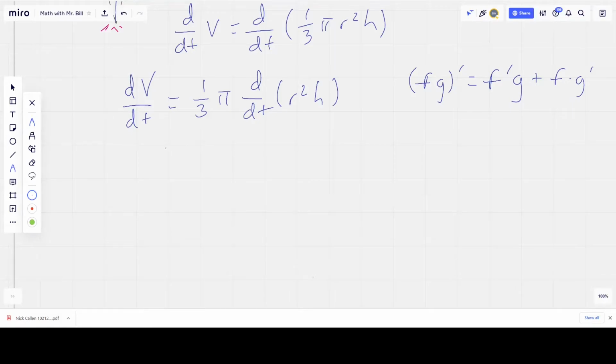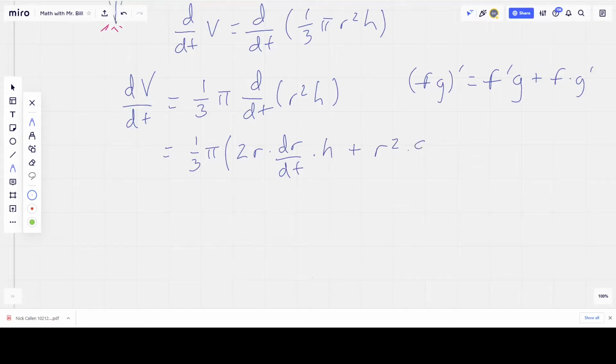So let's start this off here. So we get 1/3 pi. And then we take the derivative of the first term. We take the derivative of r squared. So using the power rule, the 2 comes down front, leaving the r alone. And then you have to use the chain rule. Take the derivative of the inside, which means that becomes dr dt times the second, times the height, plus the first, so plus r squared, times the derivative of the second.